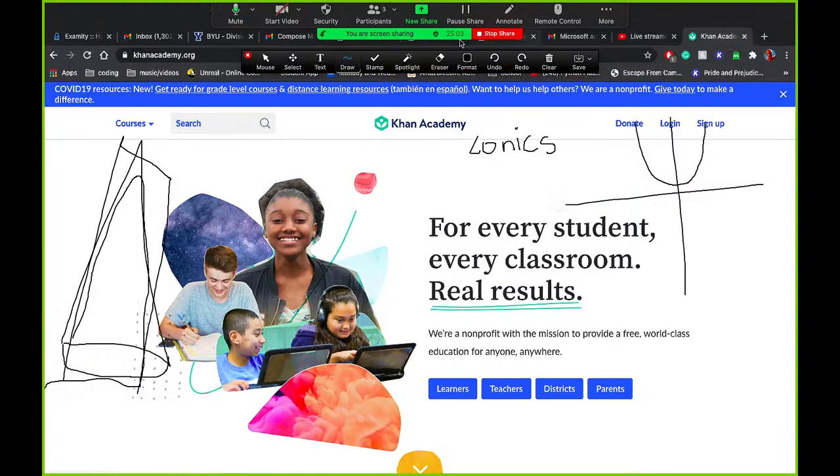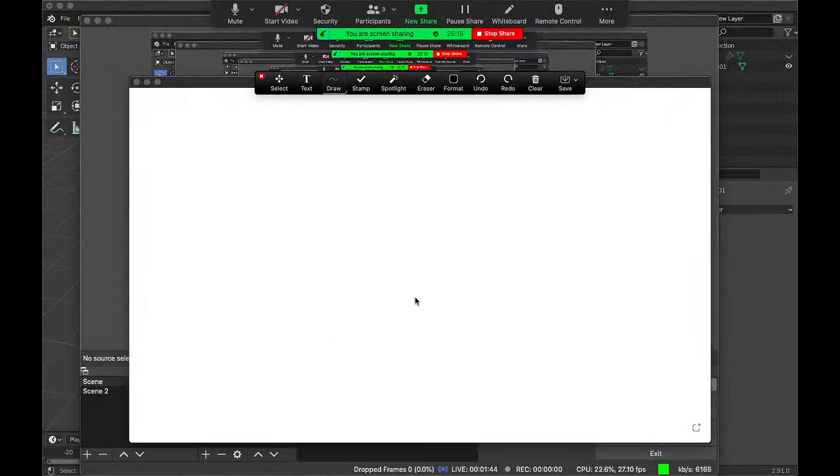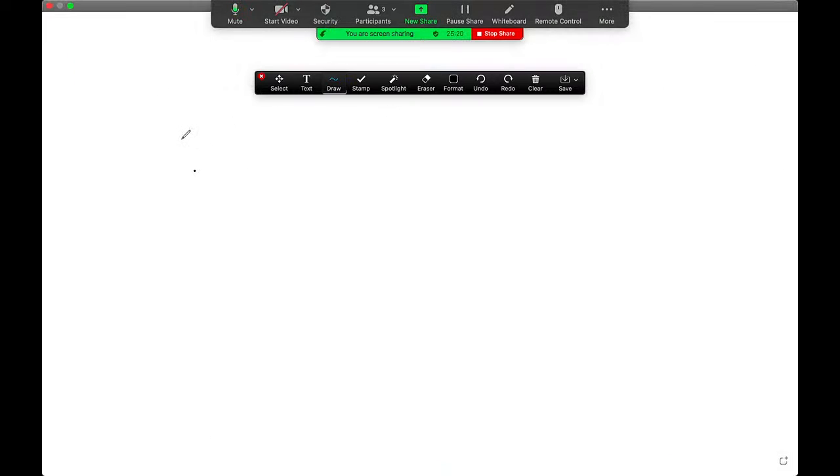Let me just share a whiteboard. Okay, there we go. So basically, we learned some conics, and let's just review this stuff.